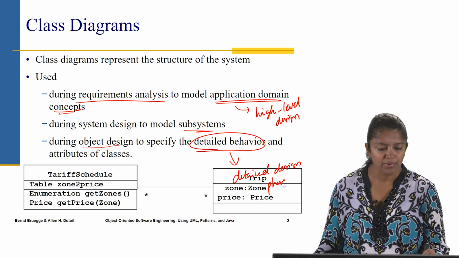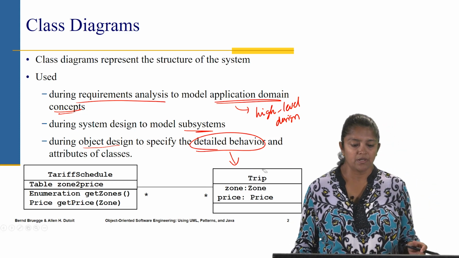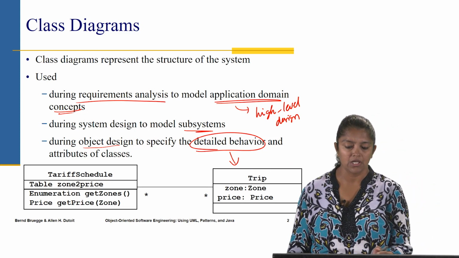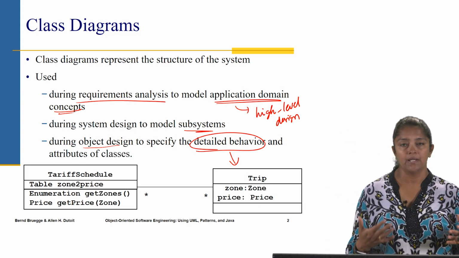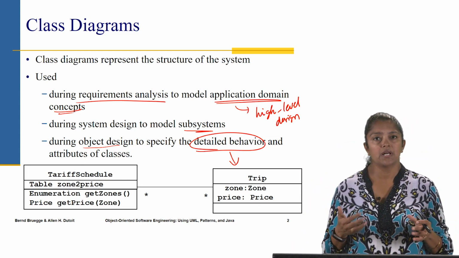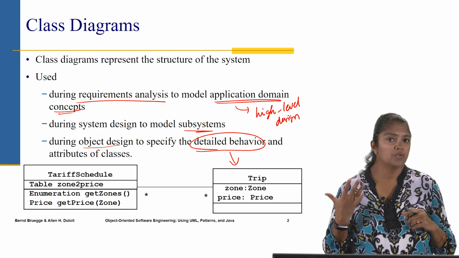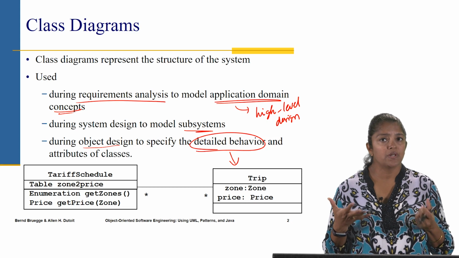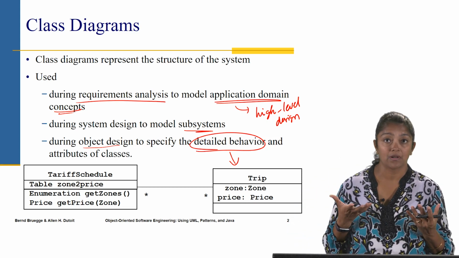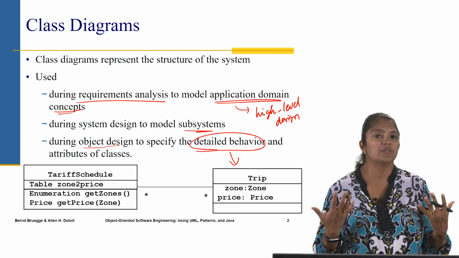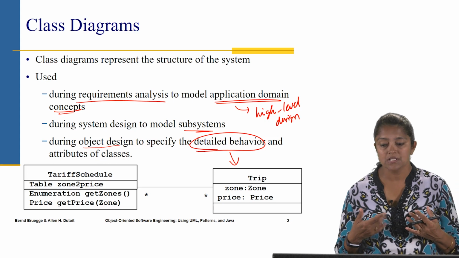So here's an example of a simple class diagram. There is a tariff schedule class on the left hand side, and a trip class on the right hand side. This is standard UML notation, which is graph based, where there are nodes and edges. The nodes are entities, and in the case of a class diagram, these nodes are nothing but our classes, and the edges between the classes denote the association or the relationship between the classes.